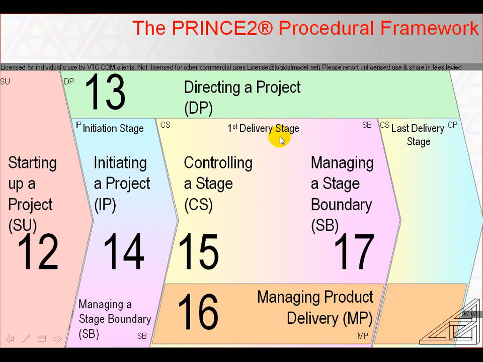is not, there will always be a last specialist stage. And again, its internal structure will use the controlling a stage and managing product delivery processes to conduct the specialist or technical work. The last specialist delivery stage will end with 4 of the 5 activities of closing a project. Closing a project and managing stage boundaries are very similar. They bring stages to a close, either as planned or prematurely, and they prepare for whatever is next. Now let's do that all over again, but at a lower level of detail in the next video.